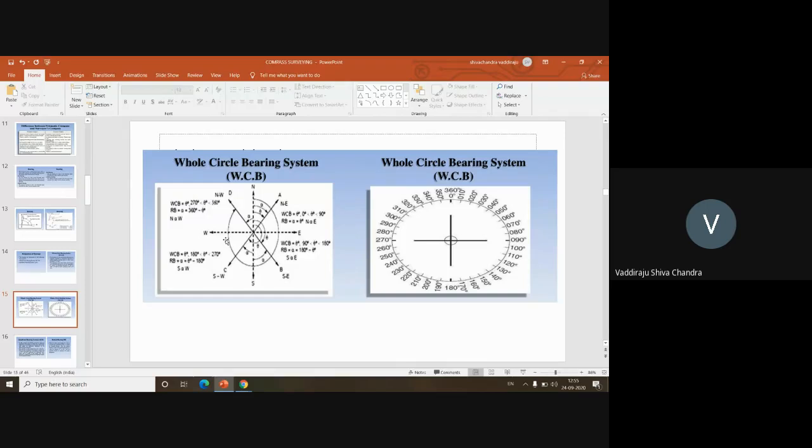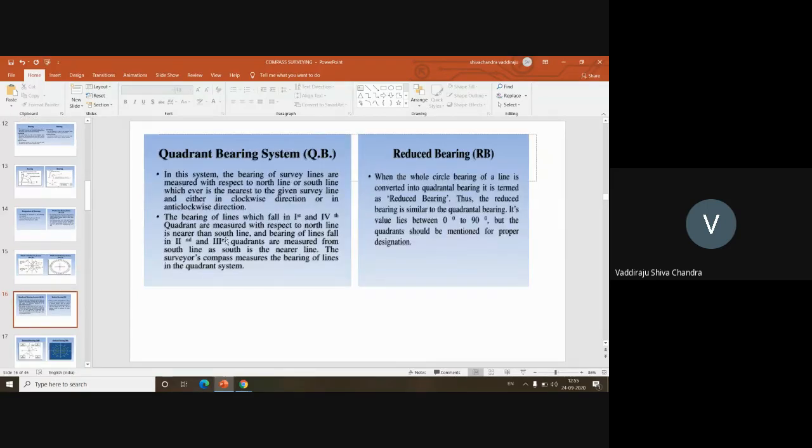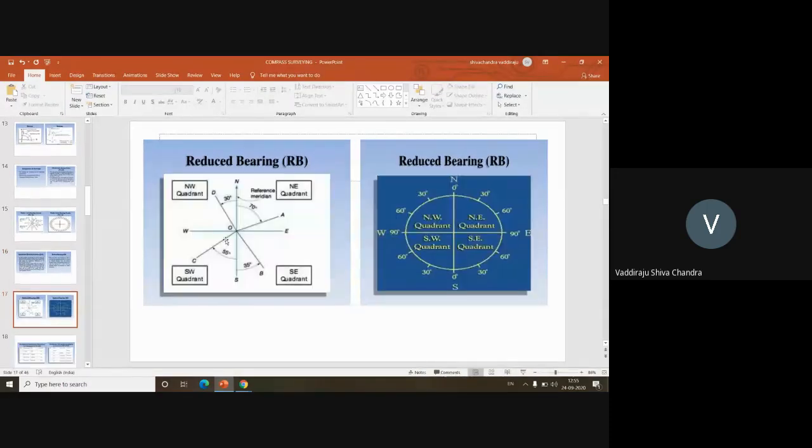But if you come to the reduced bearing system or quadrantal bearing system, what we are doing here is we are dividing the whole circle again into 4 quadrants: northeast, southeast, southwest, and northwest quadrant. And each quadrant consists of values from 0 to 90 only.